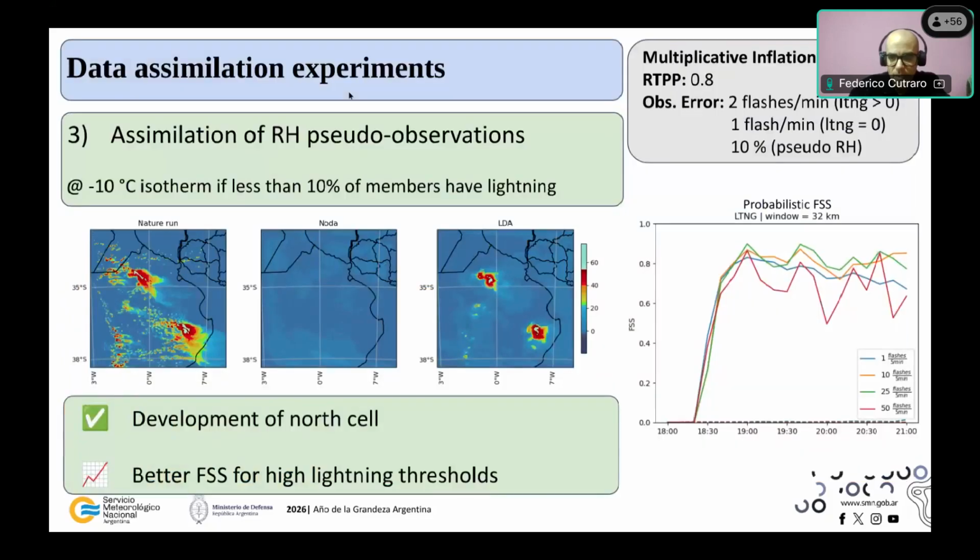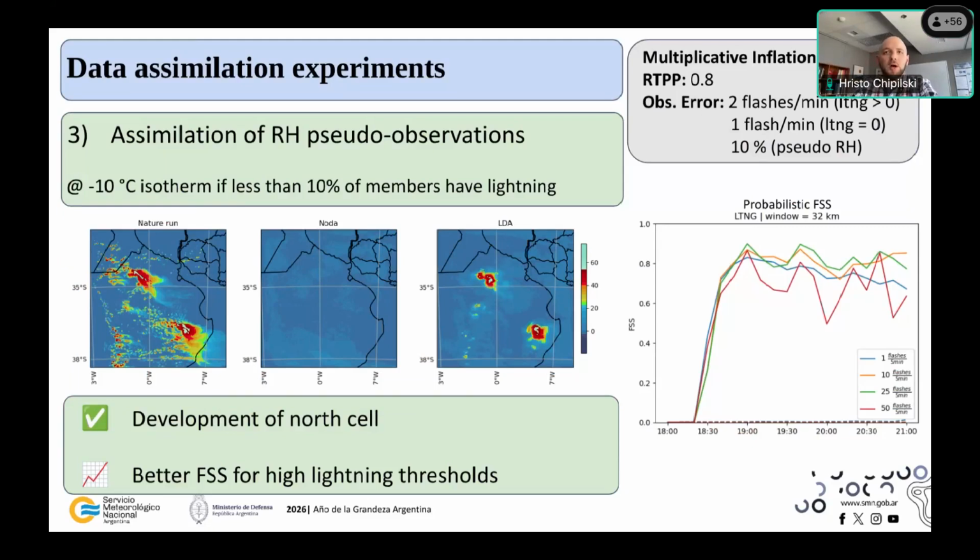Yes, I put this information here. We take two flashes per minute for lightning, positive lightning, one flash per minute for the zero lightnings, and we didn't test this a lot. This is more like from previous papers that we read. I hope I answered the question. I think so. Yeah, this shows the actual values here.